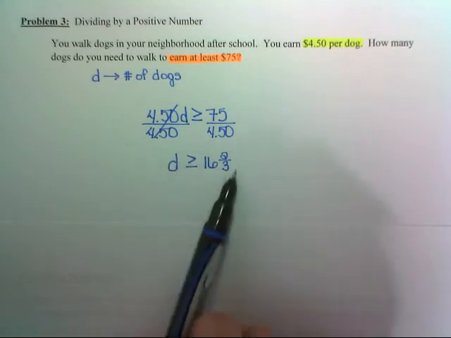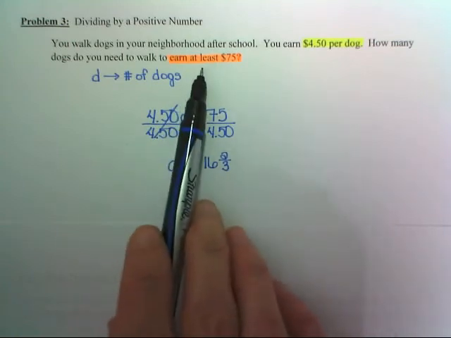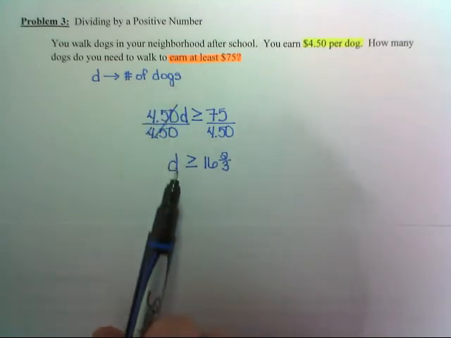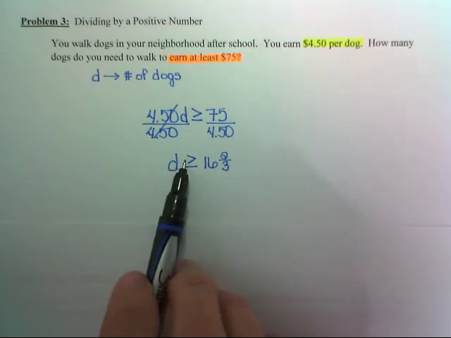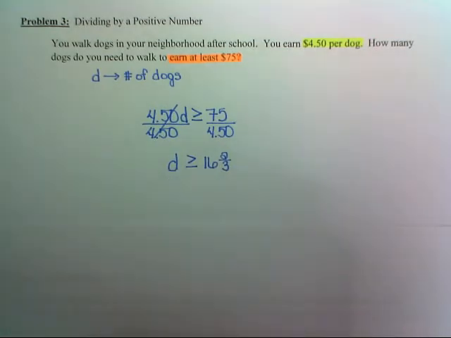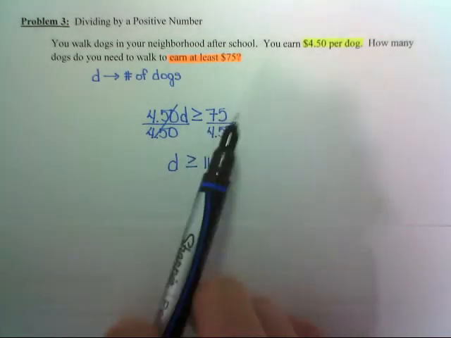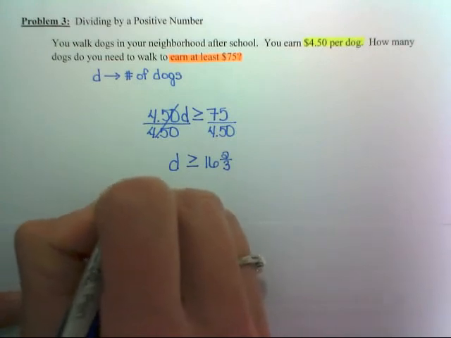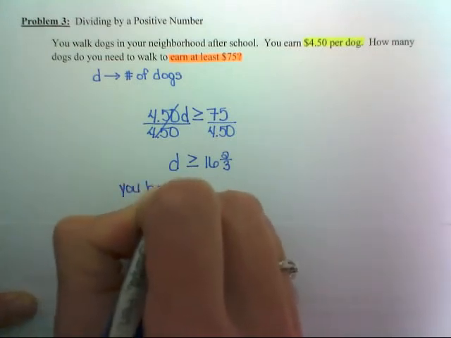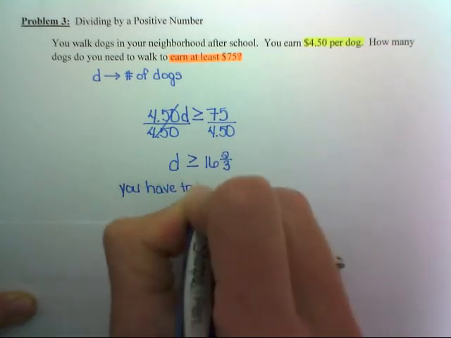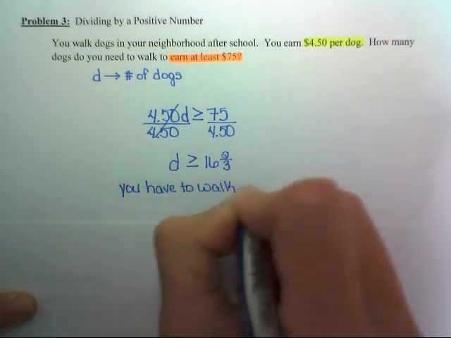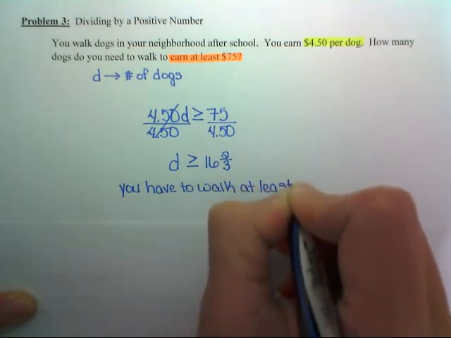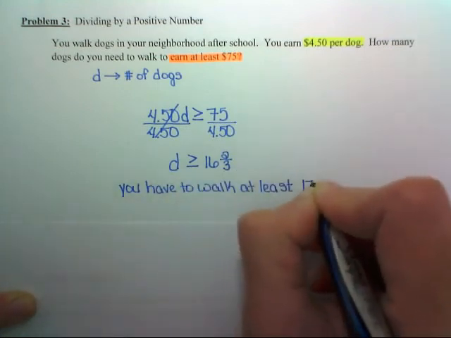So analyzing this inequality, don't leave it like this. You've got to think back to what the question's asking you. D represents the number of dogs. So what is the smallest amount greater than 16 and 2/3 that you can walk in order to reach your goal of at least $75? Well, you would have to walk at least how many dogs? 17 dogs.